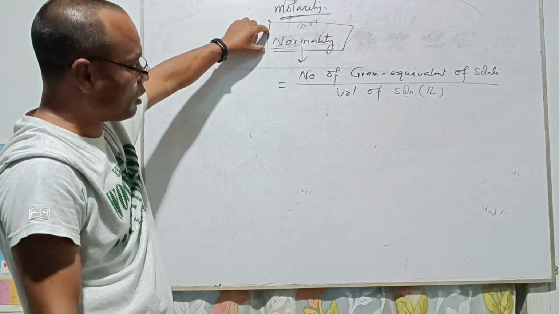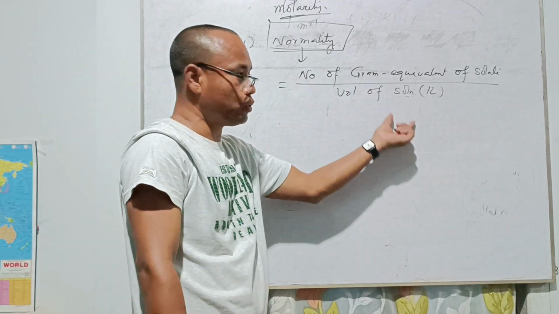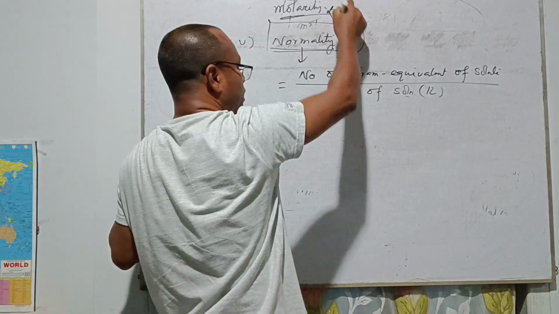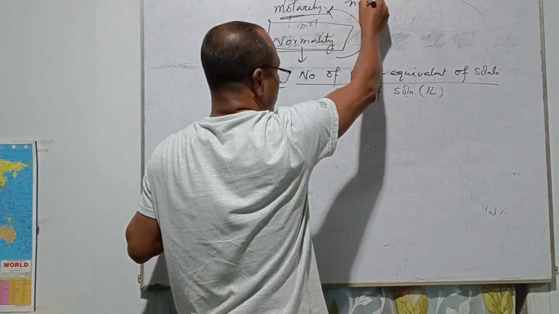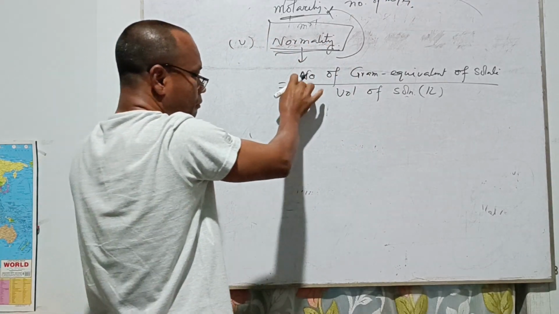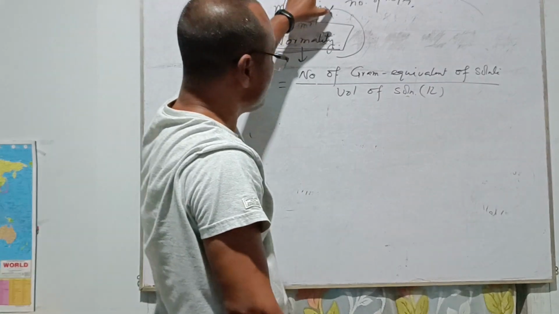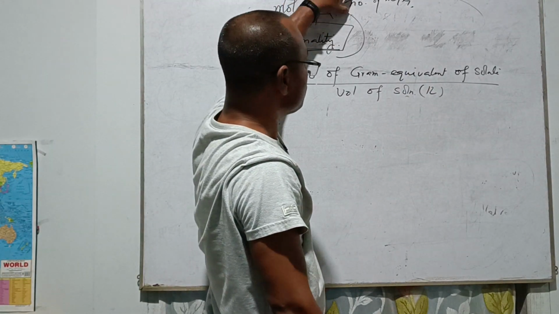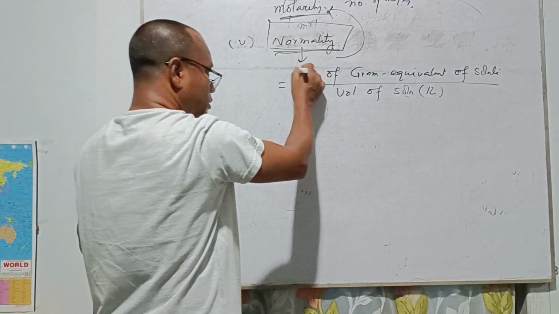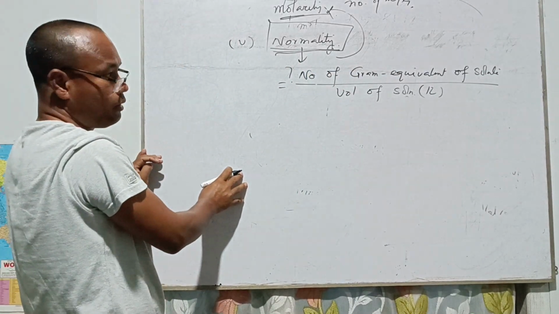Now in the case of normality, what is the similarity? Here also the volume of the solution is 1 liter. The only difference is, in the case of molarity, that was the number of moles. But in the case of normality, it is the number of gram equivalent of the solute. We already discussed how to calculate the number of moles from the given masses. Now the same question here: how do we calculate the number of gram equivalent of the solute?